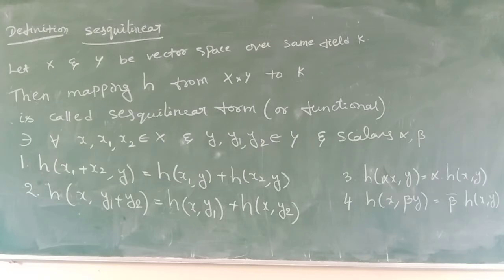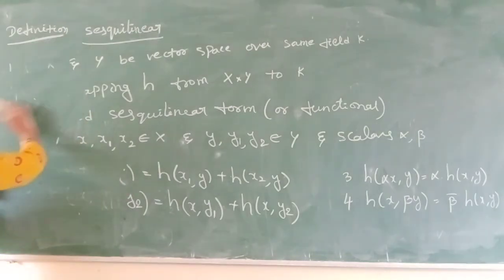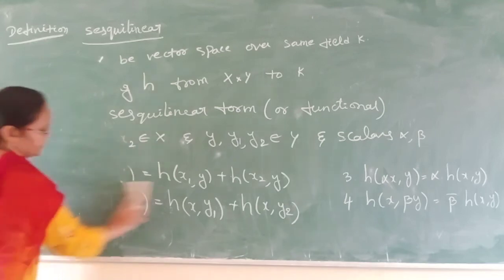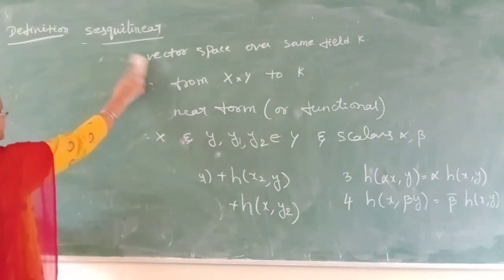Second one is h of x comma y1 plus y2 is equal to h of x comma y1 plus h of x comma y2. Third one is h of alpha x comma y is equal to alpha into h of x comma y. Fourth one is h of x comma beta y is equal to beta bar into h of x comma y. Otherwise, you have another definition also for this sesquilinear. You can write any one in the exams, your wish.